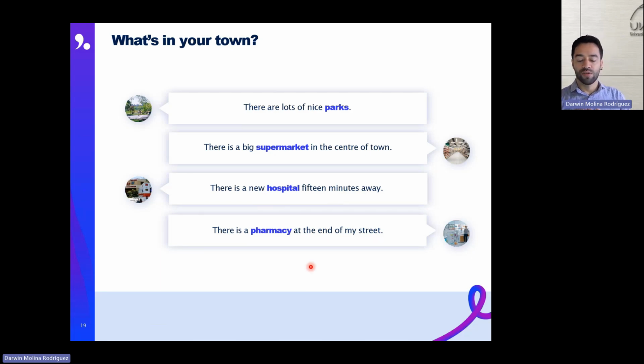Cuando ustedes estén describiendo su ciudad, traten de pensar en los lugares característicos y utilizando there is y there are, como ya lo dije, mire. There are lots of nice parks, hay muchos parques bonitos. There is a big supermarket, hay un gran supermercado. Y yo sigo describiendo los lugares de mi ciudad. There is a university, there is a school, there are a lot of parks. You continue talking about the places.